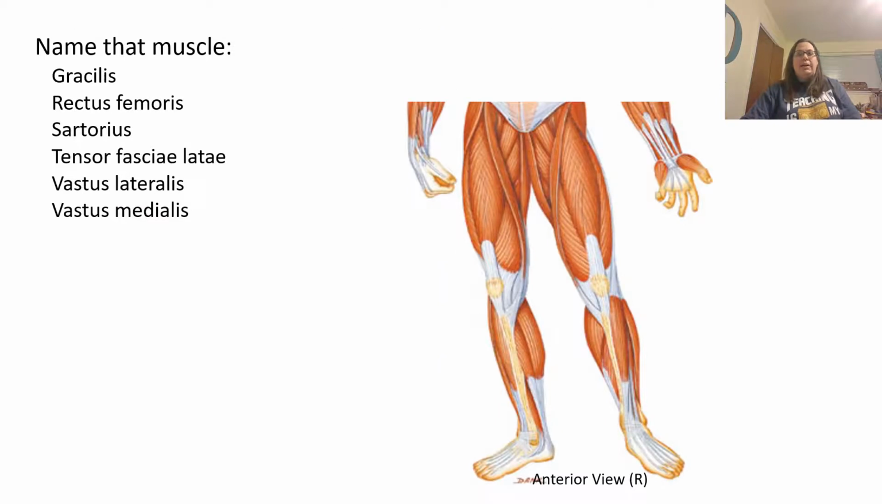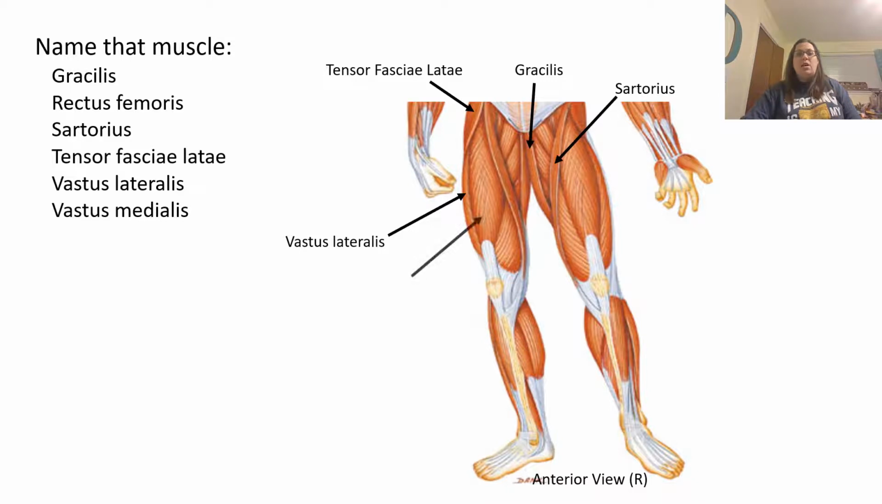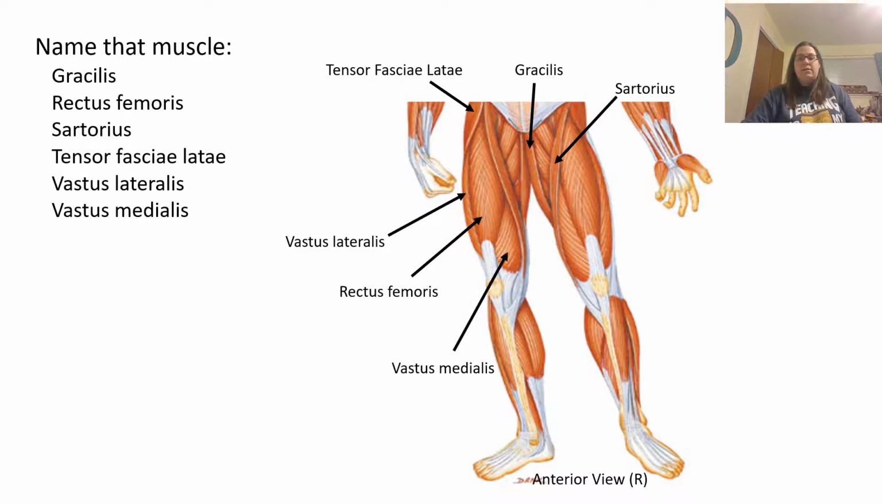All right, so again, here's a little quiz about naming the muscle. Okay, so when we're looking right here, this groin area muscle is the gracilis. Okay, the one that comes across the body is going to be what we call the tailor's muscle. That's the sartorius. Okay, the one on the side is going to be the tensor fasciae latae. This is also on the side, so this is the vastus lateralis. The middle is going to be the rectus femoris, and the internal one is going to be the vastus medialis.